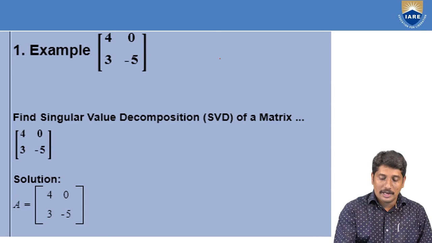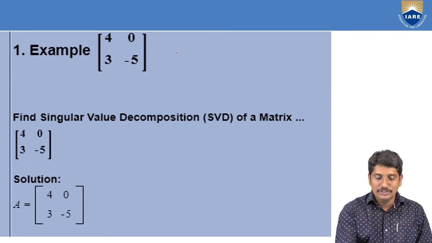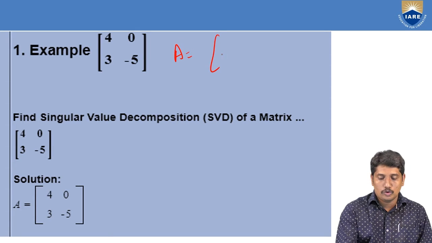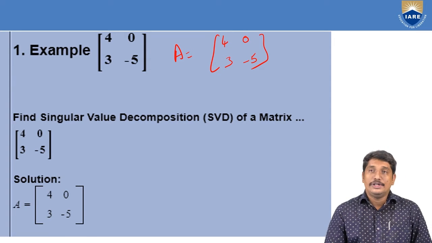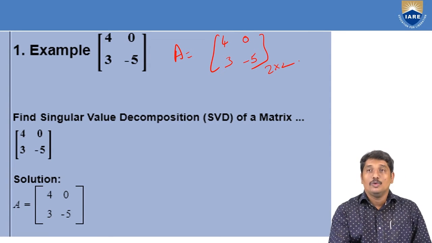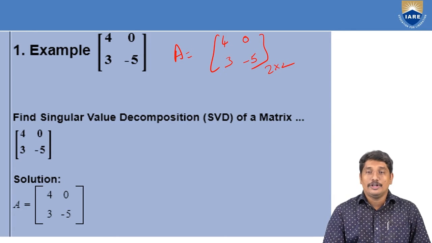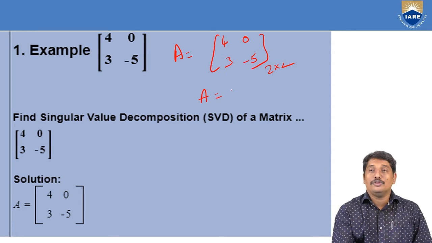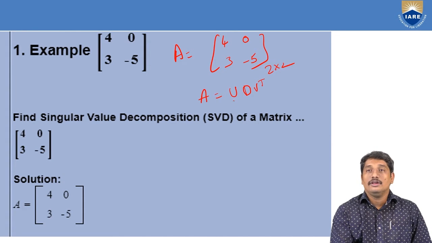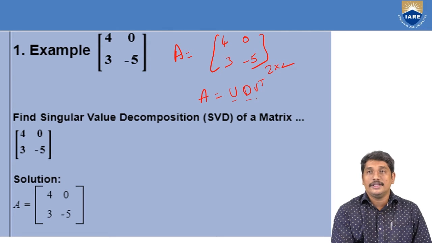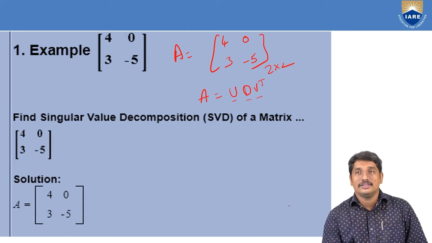Here we have a matrix A which is given by 4, 0, 3, minus 5. So we have a 2 by 2 matrix. Now we are going to decompose this A into the form U D V transpose, where U is some orthonormal matrix and D is a diagonal matrix. V is also an orthonormal matrix. Let us see how we are going to achieve that.